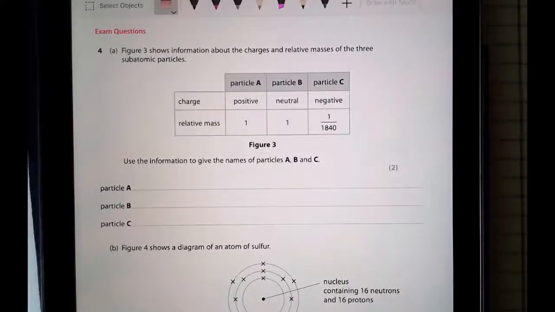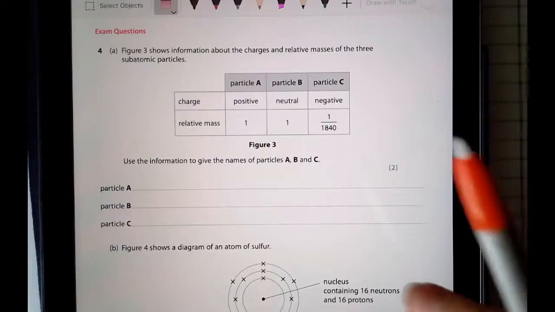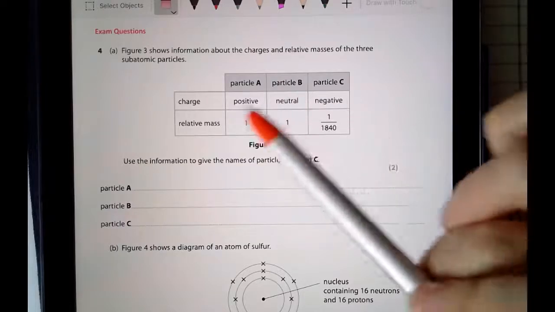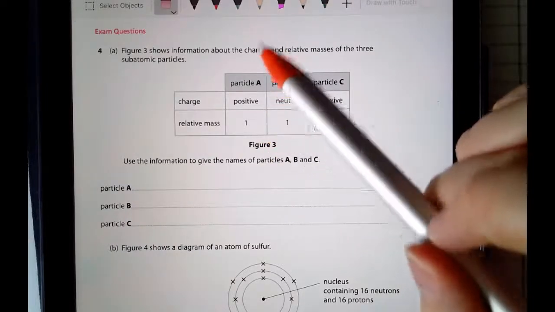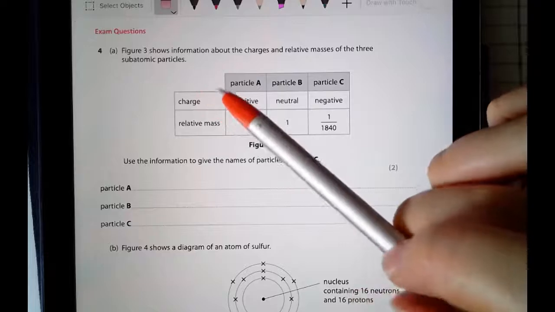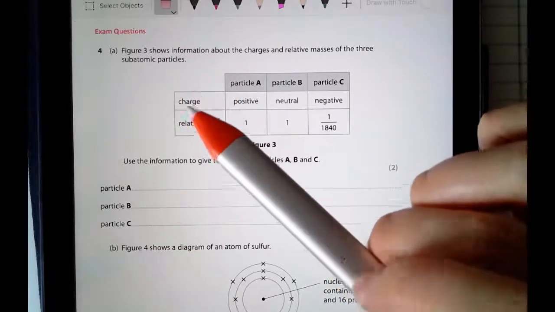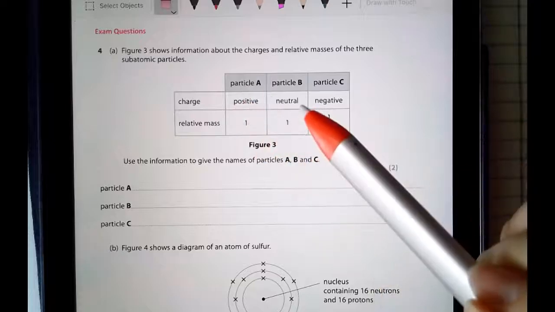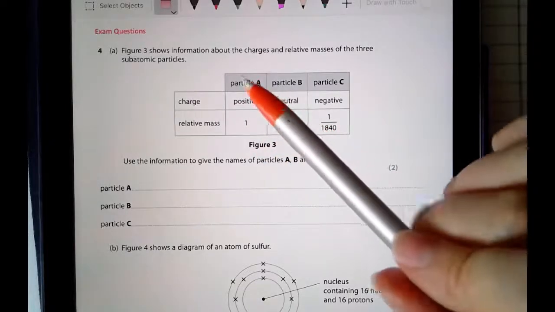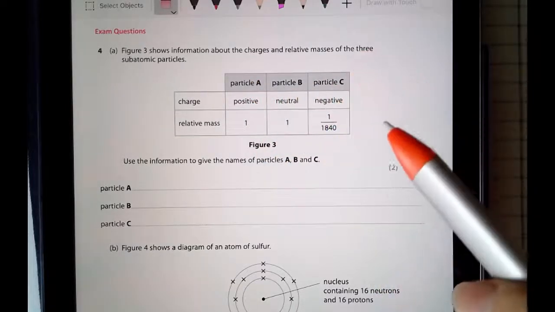So in this video, I'm just going to go through some exam questions that come up on atomic structure. Atomic structure can come up on paper 1 or paper 2. The first question gives you a table with information about 3 subatomic particles. When they're talking about subatomic particles, they're just talking about protons, electrons, and neutrons. So you need to use this information to decide if particle A, B, and C are protons, electrons, or neutrons.